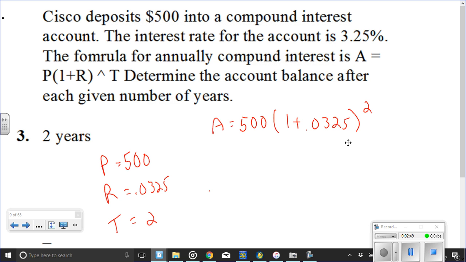And if you have a graphic calculator, it's real simple. You just type that in. If you do not, you will make sure you work the parentheses first, raise it to the exponent, and then multiply it times your 500. And once you do so, you will get $533.03. And that's compound interest. And remember, with compound interest, you're getting the interest on top of the interest.